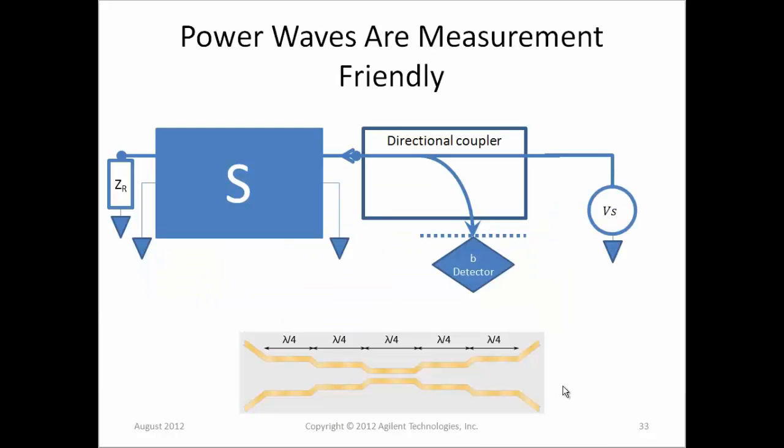Particularly at high frequencies, the Wheatstone bridge method of separating the A and B wave kind of breaks down. But there's another trick you can use called a directional coupler. This is a remarkable device.